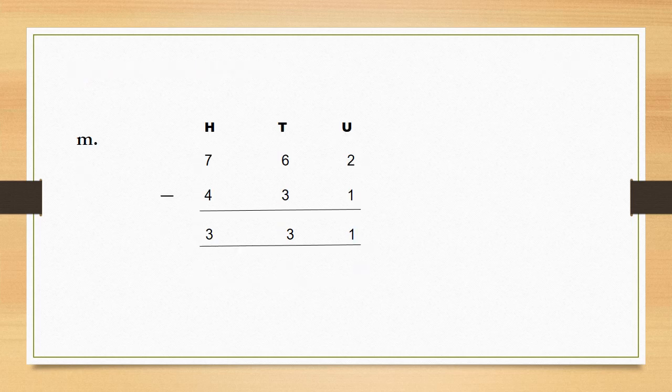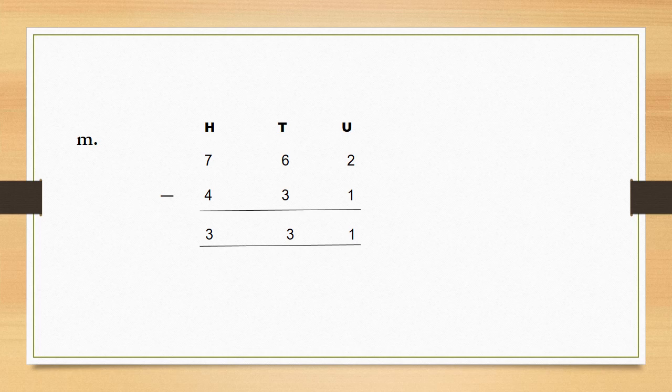Next part. In this part we have to subtract 431 from 762. 762 is a greater number and 431 is a smaller number. Now we are going to subtract the smaller number from the greater number.